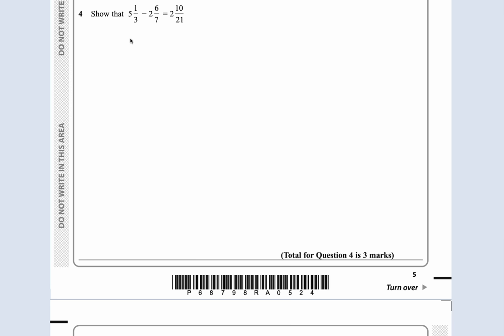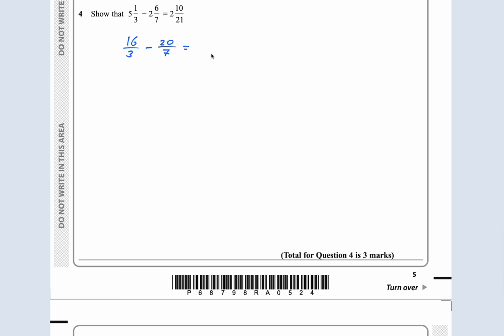Best thing to do, because this fraction is bigger than this fraction, is turn it into an improper fraction. So I'm going to have 3 times 5 is 15 plus 1 is 16. So that's 16 thirds. This times this plus this. Minus 7 times 2 is 14 plus 6 is 20 over 7 equals. Now, I can't use this, guys. That's going to be my answer.